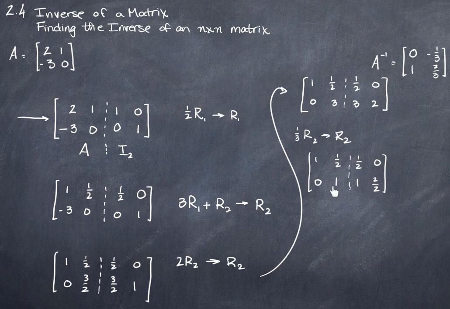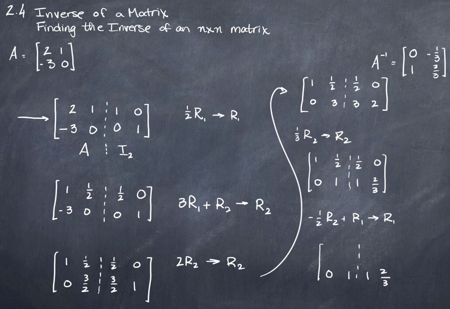And I'm almost done. The only thing I have left to do is change this into a 0, so I'm going to multiply row 2 by negative 1/2 and add it to row 1. Row 2 times negative 1/2 and add it to row 1, and I'm going to put that in row 1. Okay, so row 2 is not going to change this time. I made a mistake down here. This says 2/2, and it should say 2/3. So let me fix that. Okay, so that's 2/3.